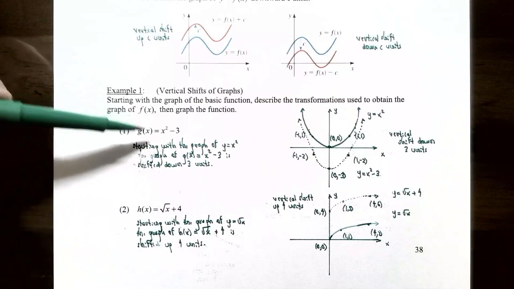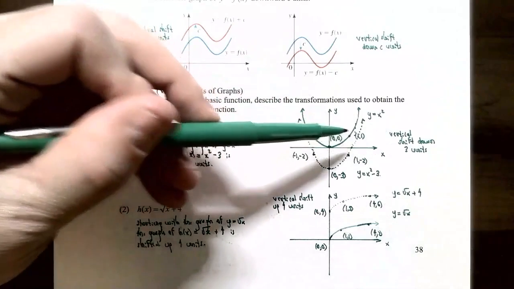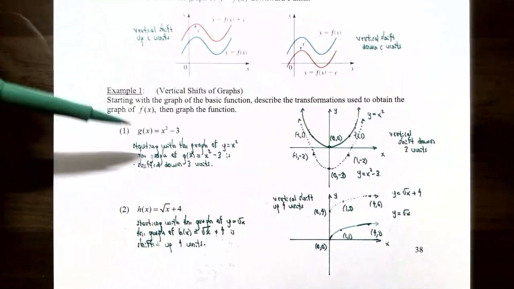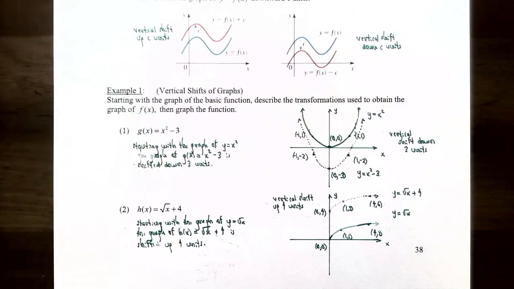In this case, it looks like the basic function is y equals x squared. So that would be the parabola, y equals x squared. It passes through the origin at 0, 0. It also passes through the point at 1, 1, and also at negative 1, 1. Now, if you want to graph g of x, notice that you're taking y equals x squared and you're subtracting 3 from the entire function. That's going to be a vertical shift downward 3 units. So the entire graph will be shifted down 3 units.